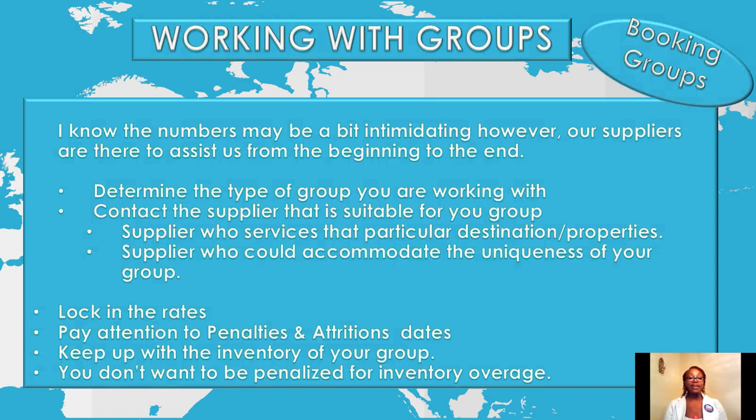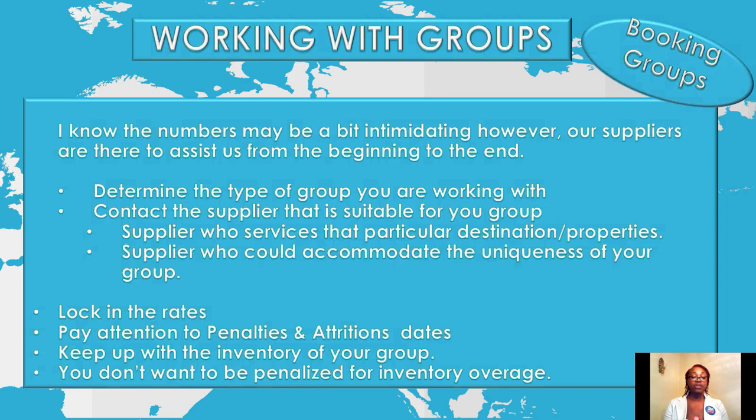Determine the type of groups you're working with. Contact the suppliers that is suitable for your group. Suppliers who service a particular destination or properties, and also who can accommodate the uniqueness of your group. Like, for instance, you wouldn't want to put a foodie group on Carnival, because that's like a fun party ship. You would want to put a foodie group on, like, Oceana, because they're foodie type, so you want to definitely know your products and match your groups up with them, okay?